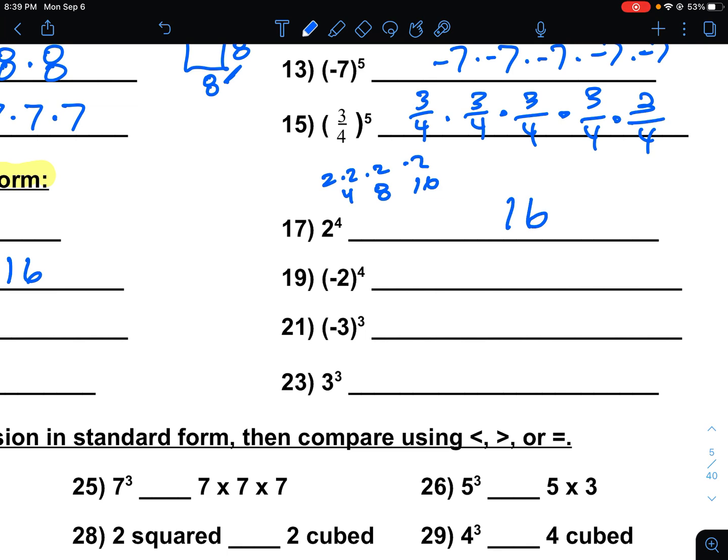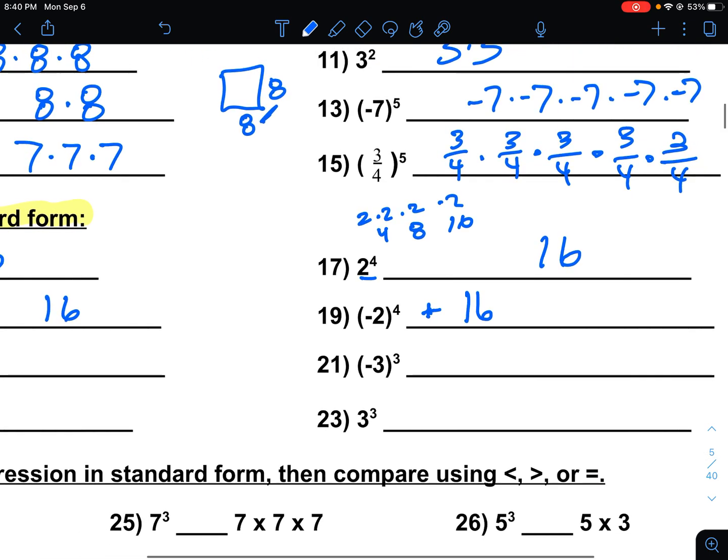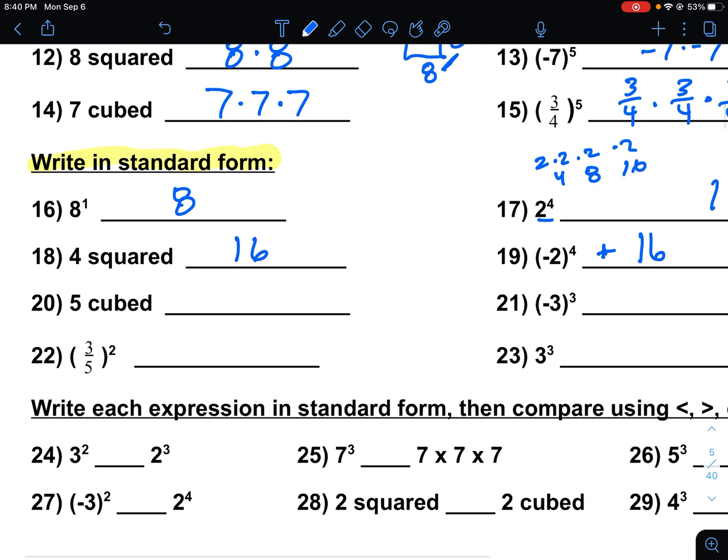Let's think. Here's a simple rule. If you have an even number of negatives, the answer is going to be positive. And if you have an odd number of negatives, you're going to have a negative answer. So we know we're going to have a positive answer. I'm going to indicate that by writing a little plus symbol. 2 times 2 times 2 times 2 is positive 16, or just 16. You don't have to write the positive. It just helps you determine it in the beginning. 5 cubed is just 5 times 5 times 5. So 5 times 5 is 25, times 5 again is 125.